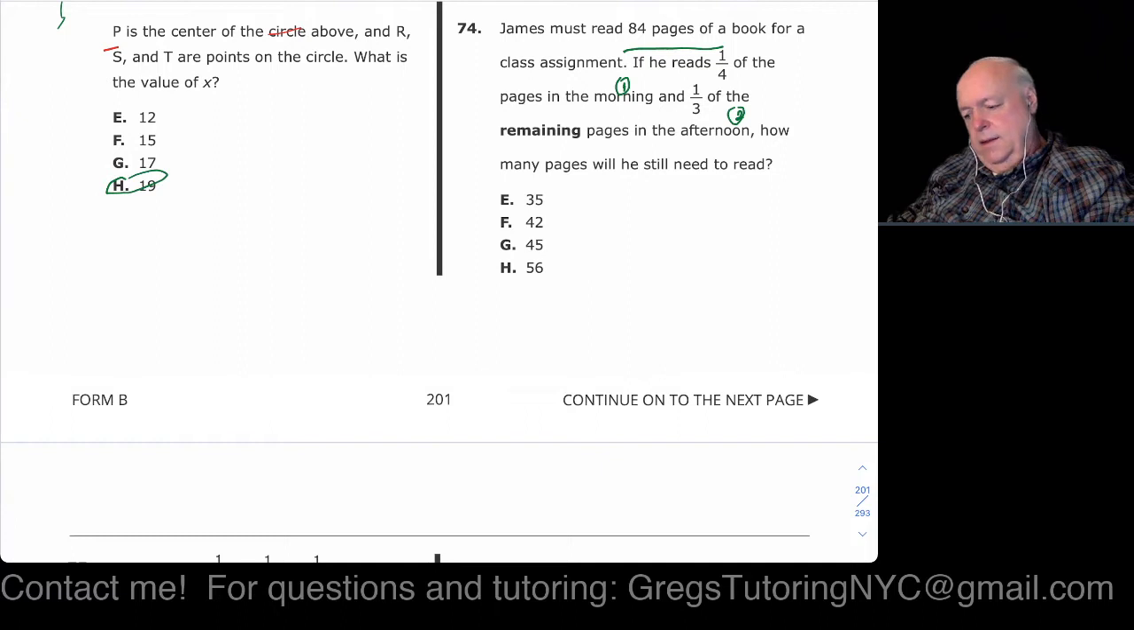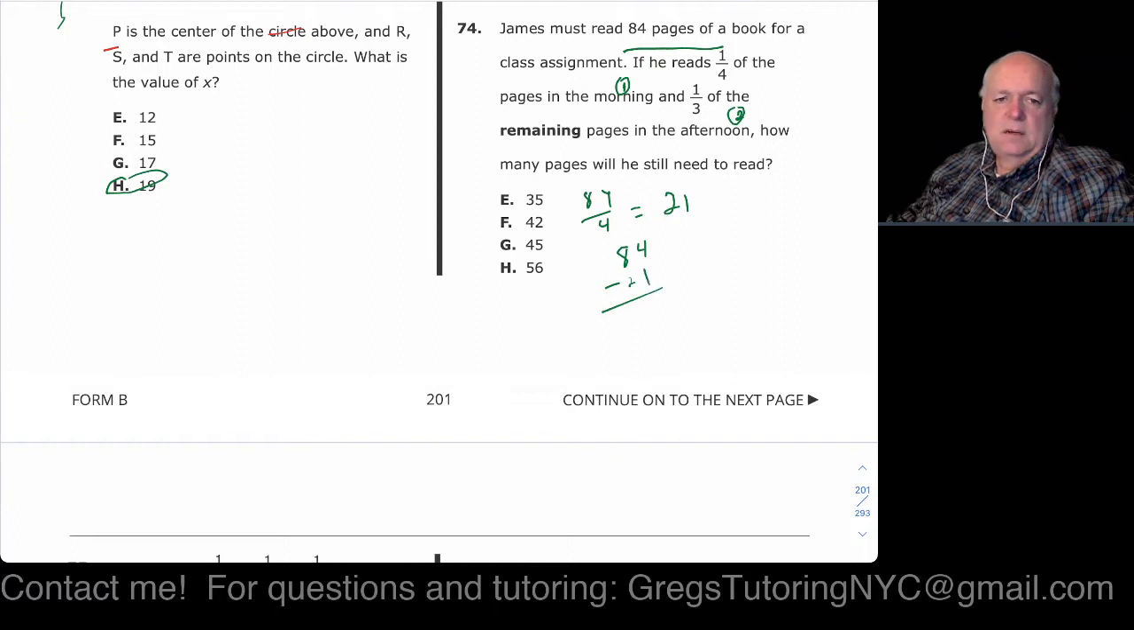Okay. So basically, he's going to read 84 divided by 4 in the morning. So we get 42, and divide that again, we get 21. So he reads 21 pages. So what we have to do now is subtract those 21 pages off, because we need to figure out what's remaining. I'm going to get 43 if I did this right. And I didn't do it right, that's 63. All right, so we accomplished task number 1.